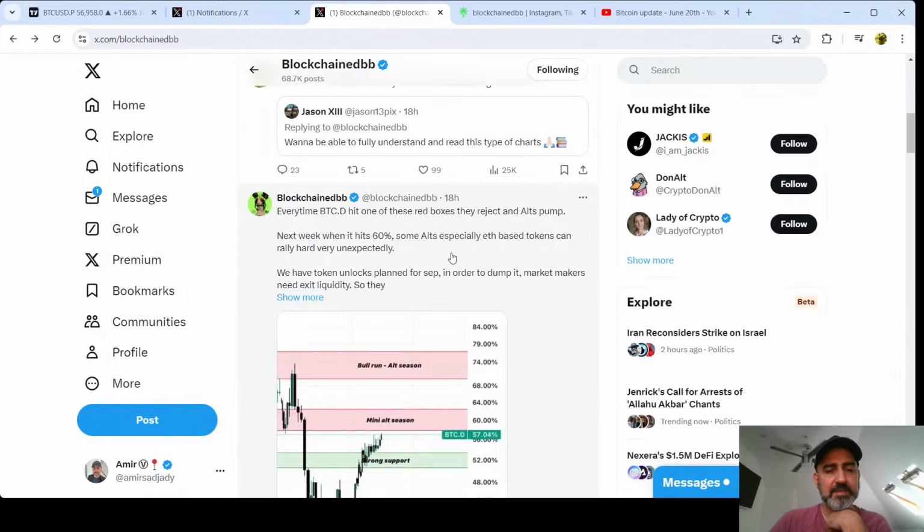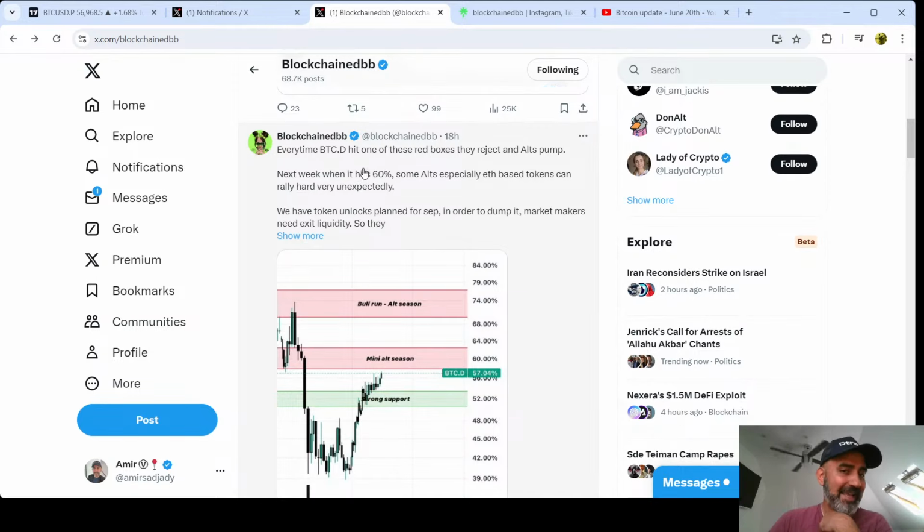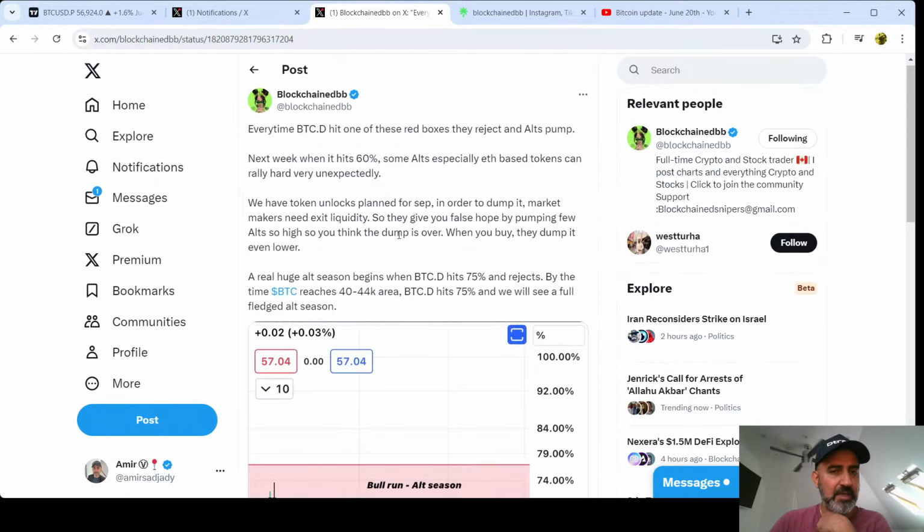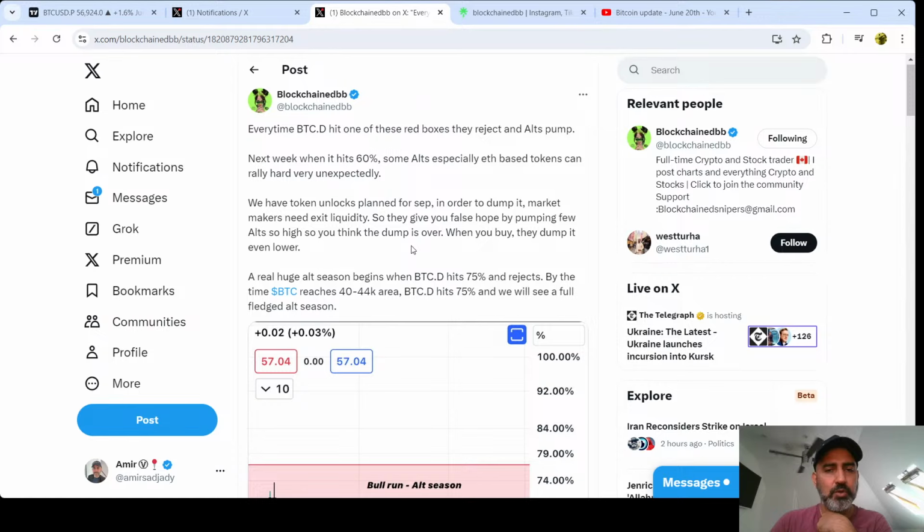She posted it yesterday. Every time BTCD hits one of these red boxes, they reject and alts pump. Next week, when it hits 60%, some alts, especially ETH-based tokens, can rally hard very unexpectedly. We have token unlocks planned for September in order to dump it. Market makers need exec liquidity. So they give false hope by pumping a few alts so high that you think the dump is over. When you buy, they dump even lower. The real huge alt season begins when BTCD hits 75% and rejects.